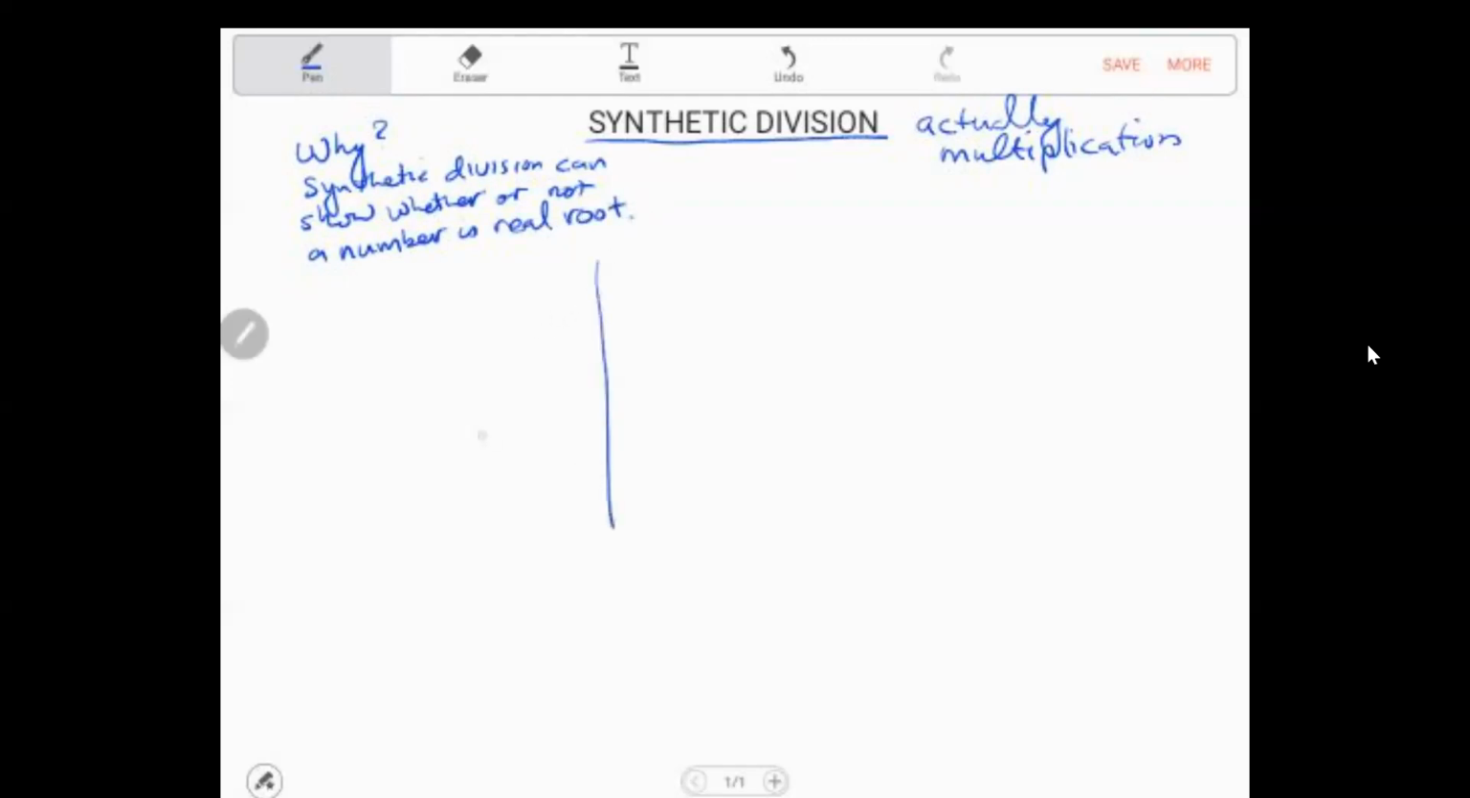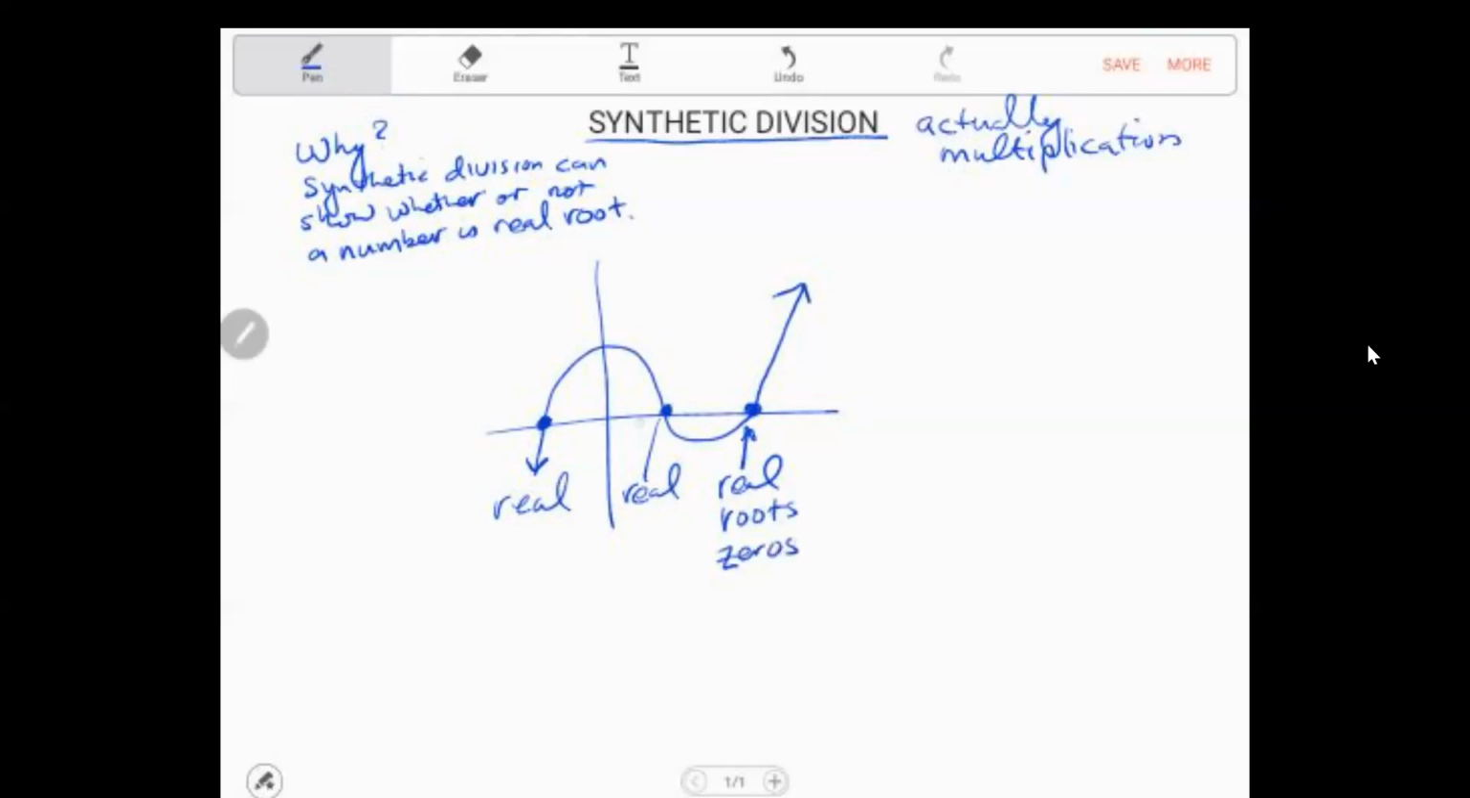I'm going to make a function that looks like this. So now we're into polynomials. And remember that every place that the graph crosses the x-axis, these are real roots. They're real because they're on the x-axis. They're called roots, also called zeros, because they're where y equals 0.